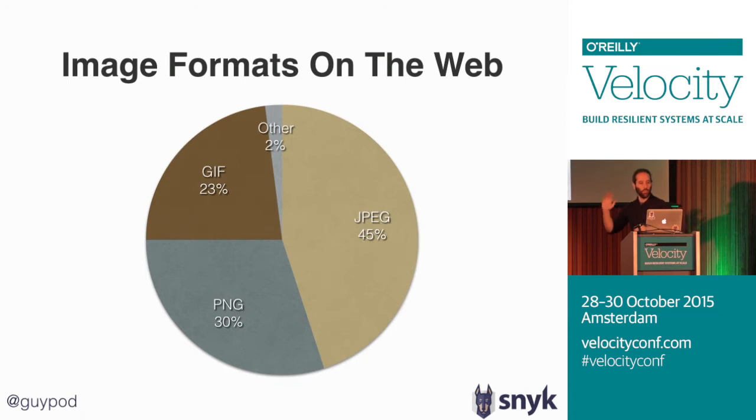So if you look at the web today, and you look at the distribution of image types on it, about 45% of those images are JPEG, 30% are PNG, and 23% are GIF. So those are really the image formats that we'll focus on, and then there's this 2% that are other, and there is hopefully a growing section in there of some newer image formats, so we'll touch on those as well. But let's explain GIF, PNG, and JPEG.